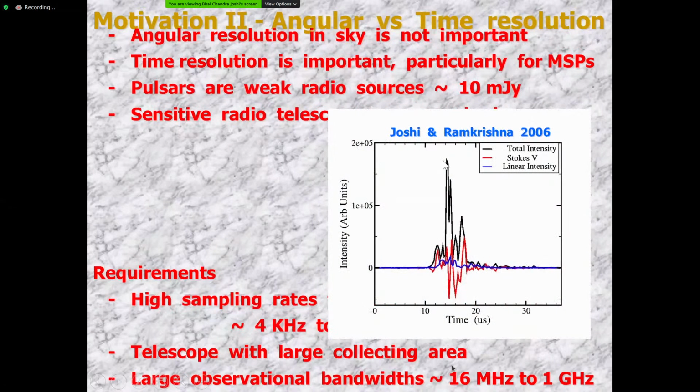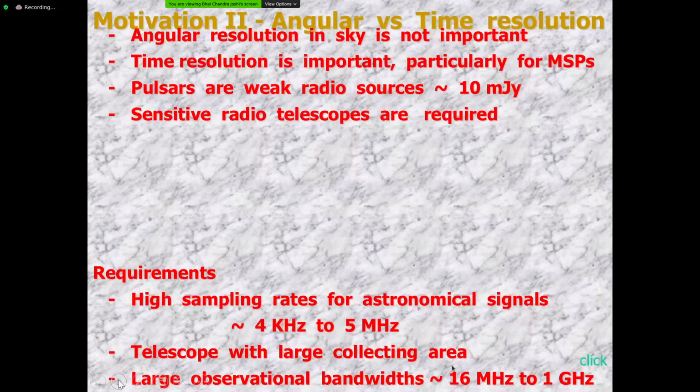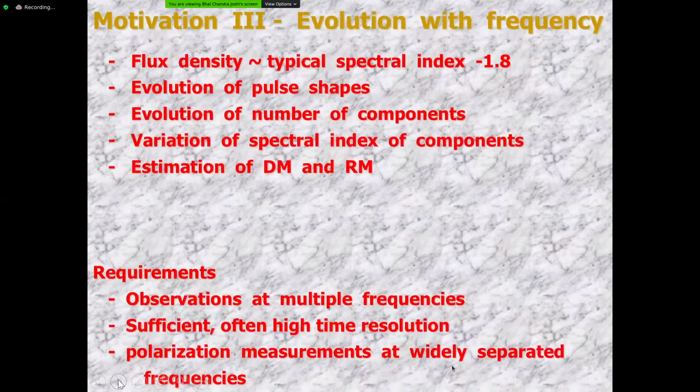Time resolution also becomes important in other studies where there is structure within the pulse. And this is an example of the giant pulse in Crab pulsar, where you can see not only the structure, but also the circular polarization in the pulsar. So time resolution is important, and we need instruments which can give you that time resolution and very large telescopes.